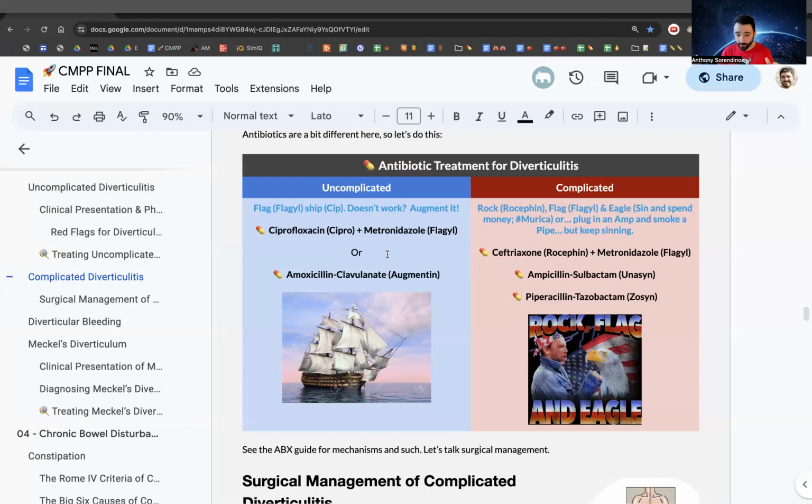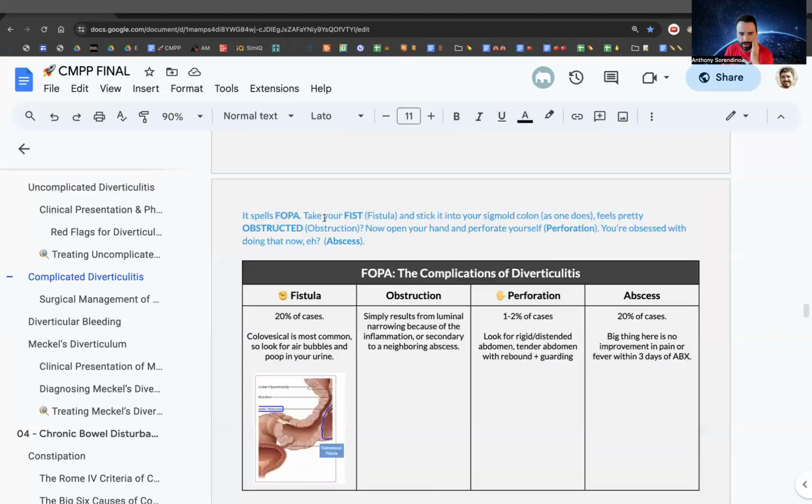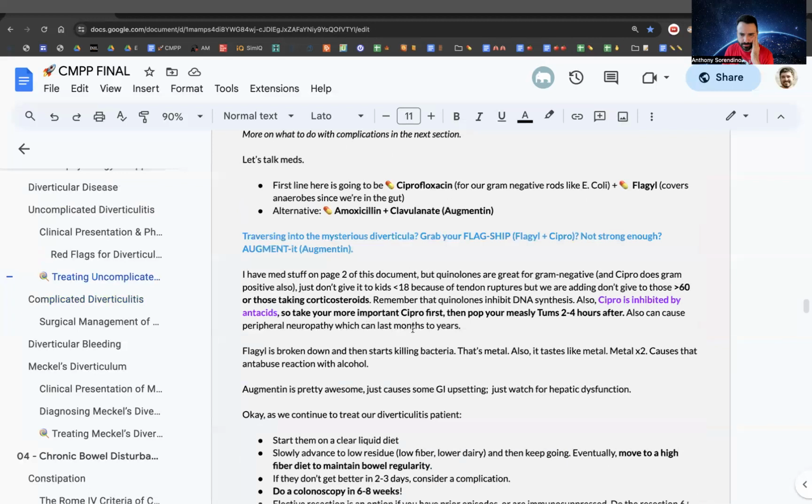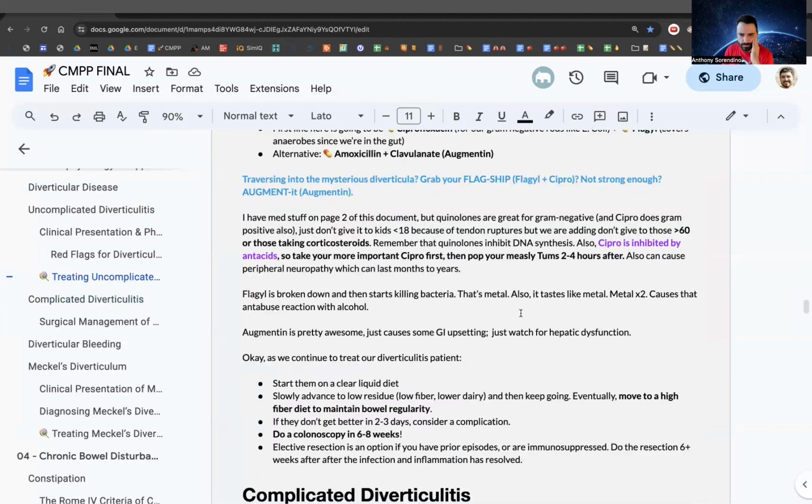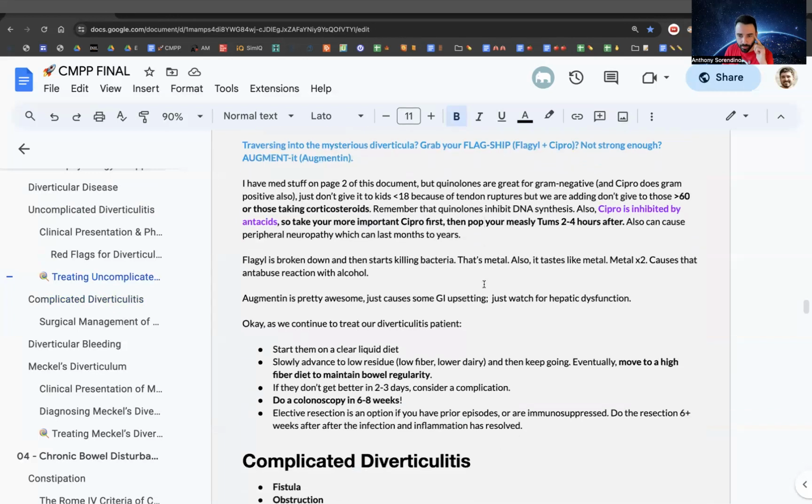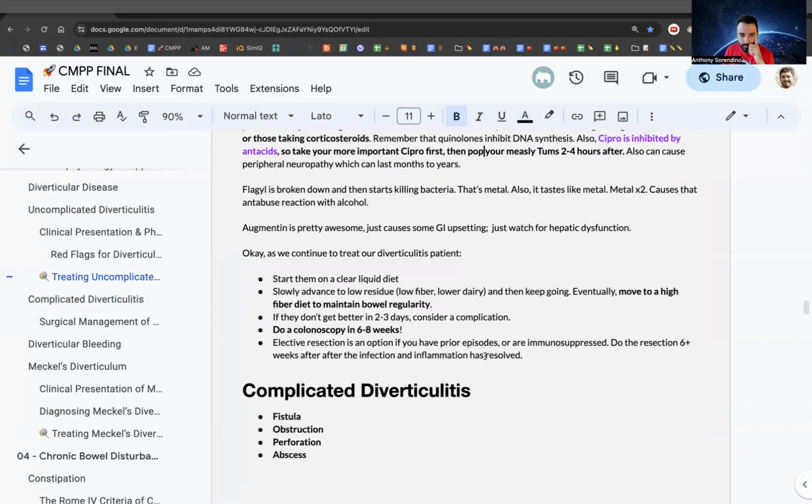So again, rock, flag, and eagle is like option 1. That's just your Rocephin, which is ceftriaxone, a 3rd-gen antibiotic, and Flagyl, so you have that anaerobic coverage. Or you bust out the big guns: ampicillin-sulbactam, Unasyn, or piperacillin-tazobactam, Zosyn. Okay, let me go back here. There are some things for these antibiotics. Again, I'll try to remember to do those at the end.